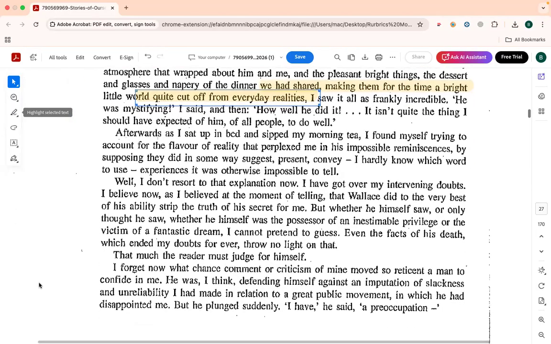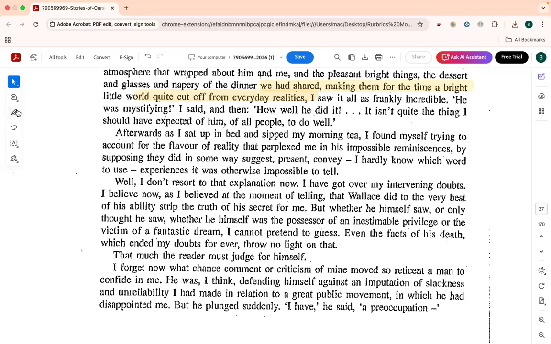And then if we move further, it says: afterwards, as I sat up in the bed and sipped my morning tea, I found myself trying to account for the flavor of reality that perplexed me in its impossible reminiscences, by supposing they did in some way suggest present convoy, I hardly know which word to use. Experiences, it was otherwise impossible to tell. Well, I don't resort to that explanation now. I have got over my intervening doubts. I believe now, as I believed at that moment of telling, Wallace did to the very best of his ability strip the truth of his secret for me.